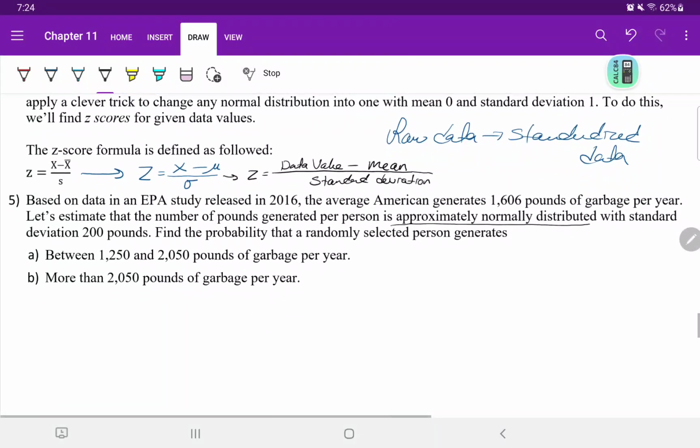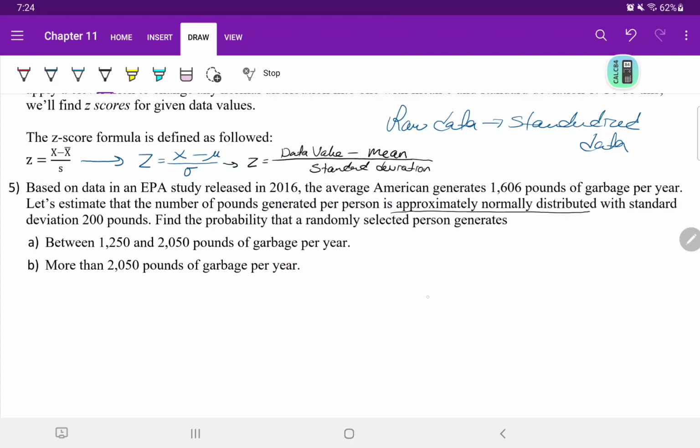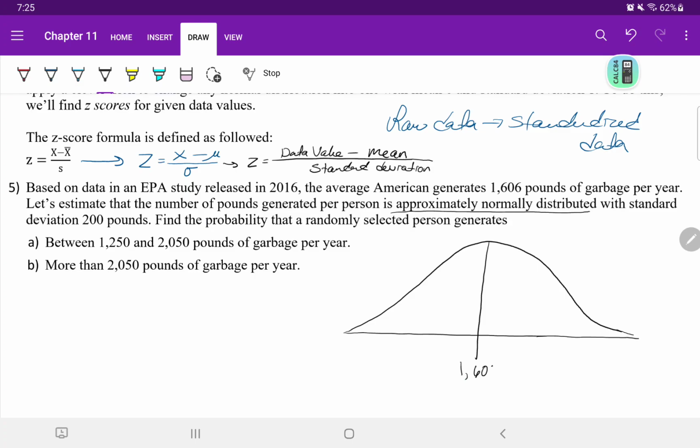What I'm going to do is draw my bell-shaped curve. And the reason why I can draw it is because it said the variable is approximately normally distributed. And remember, in the center of my normal distribution, I place my mean, which is 1,606 pounds. And these values that go to the left and to the right side of my bell-shaped curve represent the standard deviations, the distance away from the mean.